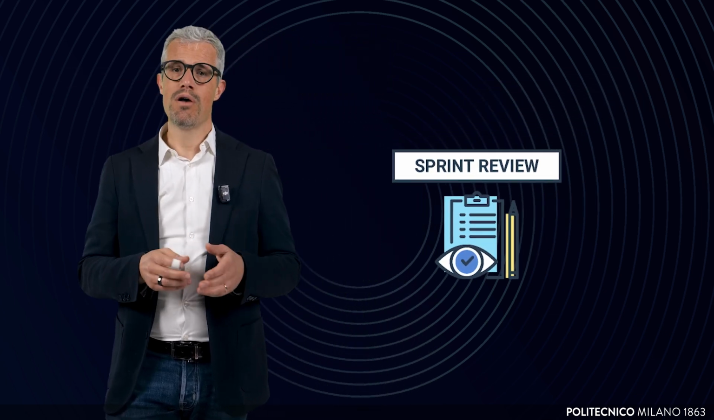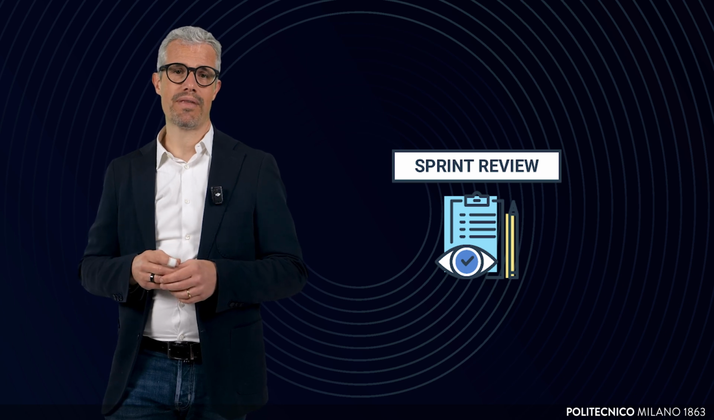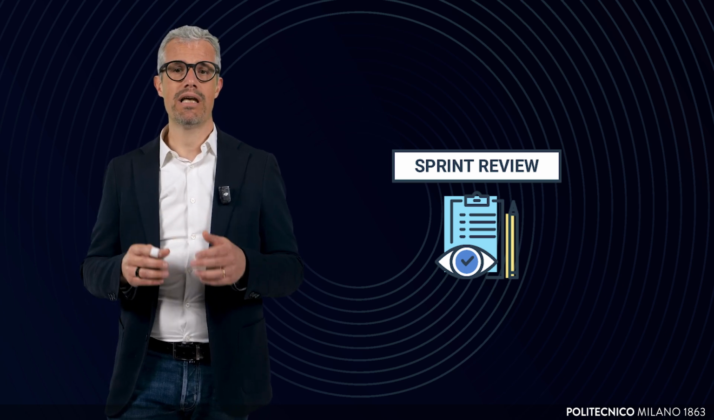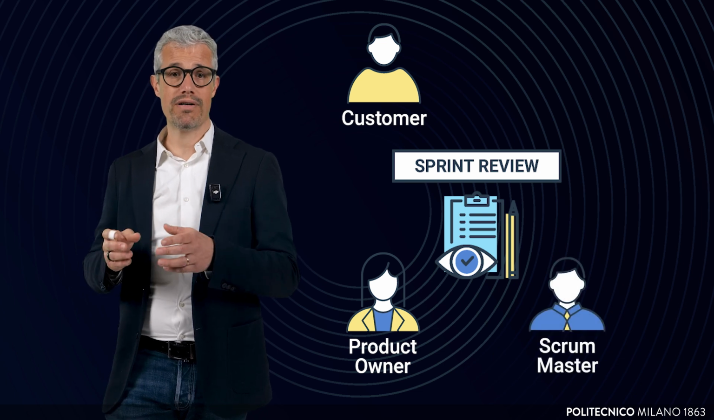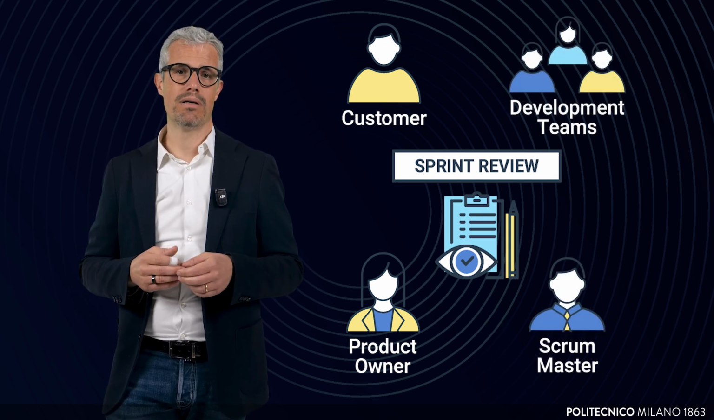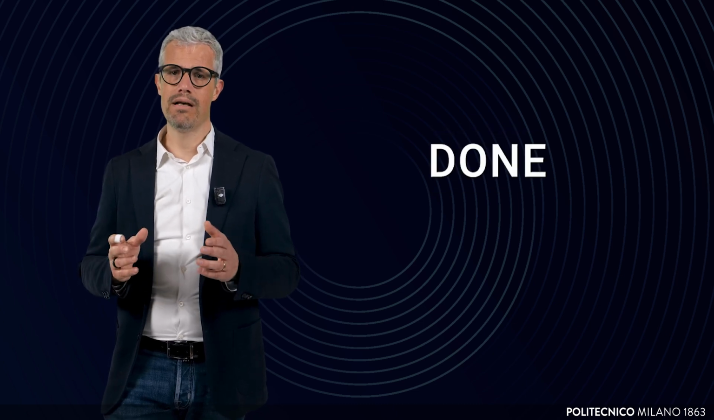The sprint review focuses on what the team has done in the previous sprint. This is a collaborative session involving the customer, the product owner, the Scrum Master, and of course, the development team. It is an opportunity for the team to showcase the work completed during the sprint, presenting the stories that meet the definition of done. In Scrum, done means the work is usable and meets the agreed-upon standards.